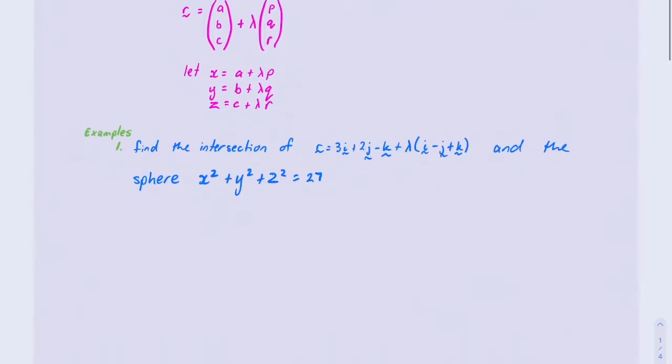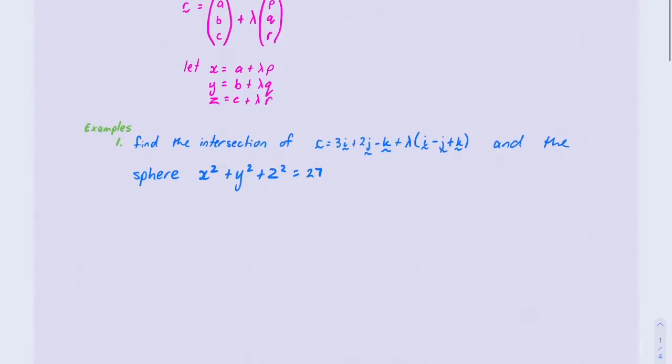So my first example is to find the intersection of this line and the sphere. That sphere is centered at 0. A couple of ways you can think about this. One way to think about it is that the points on this sphere are square root of 27 units away from the origin, because the center of this sphere is at the origin.